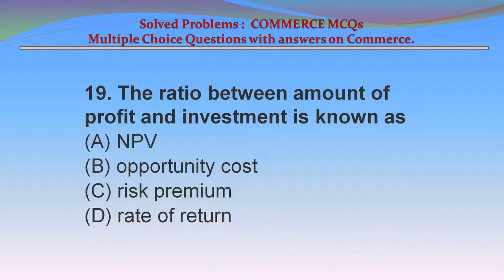19. The ratio between the amount of profit and investment is known as option A, NPV; option B, opportunity cost; option C, risk premium; option D, rate of return. Answer D, rate of return.